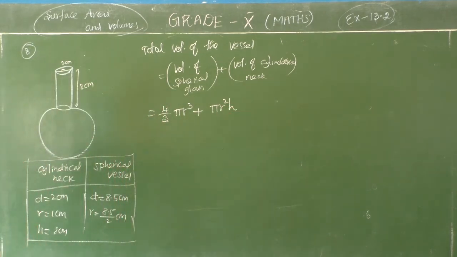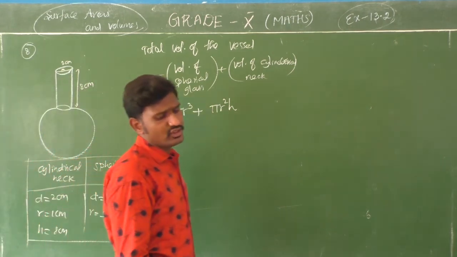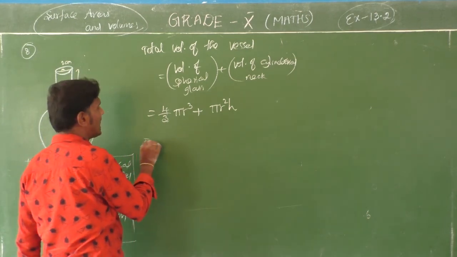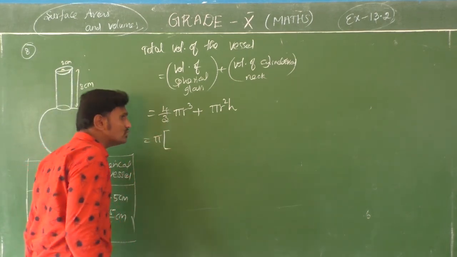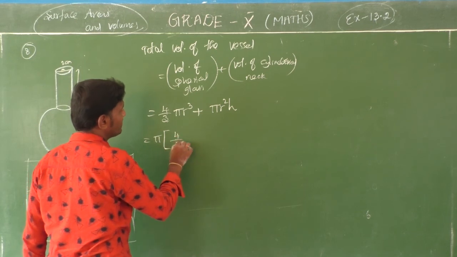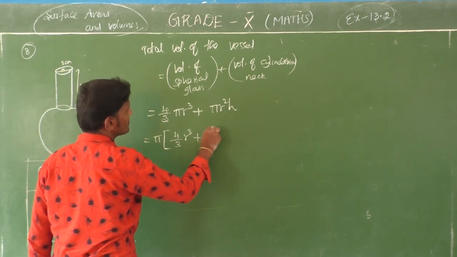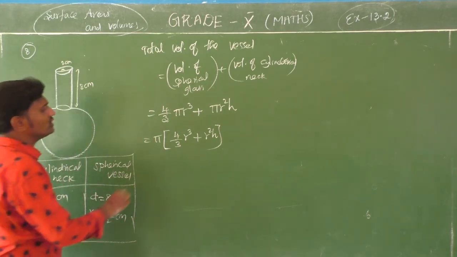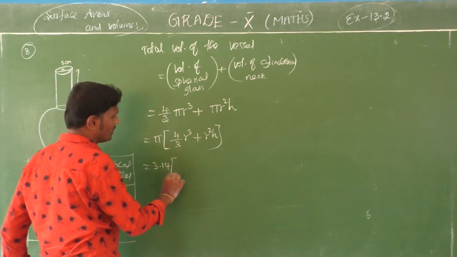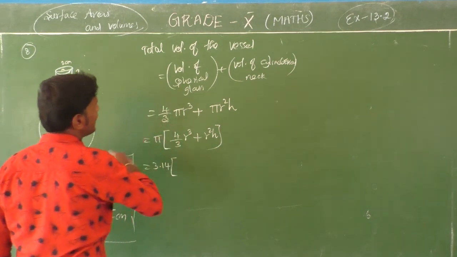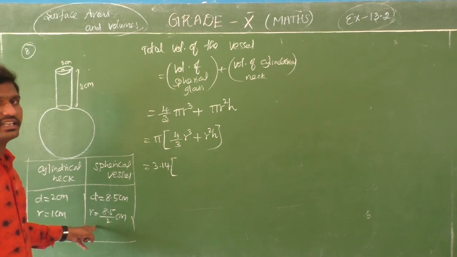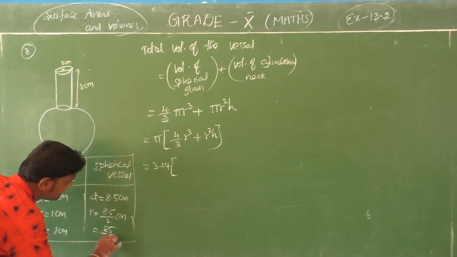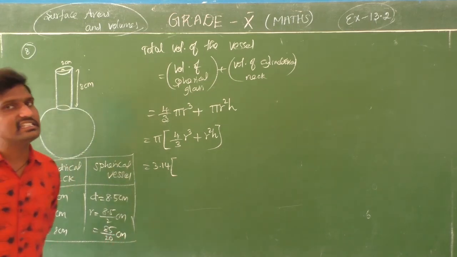Yes, students. Now in the book question also they have given: use pi equal to 3.14. In both terms pi is common, so I am taking it outside to get 4 by 3 r cubed plus r square h. Now substitute the value 3.14 for pi. Then what is the radius of the spherical glass? 8.5 by 2. I am going to take 85 by 20 centimeter to avoid the decimal place.